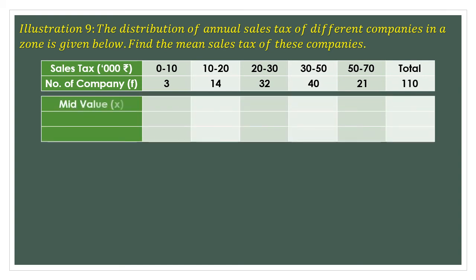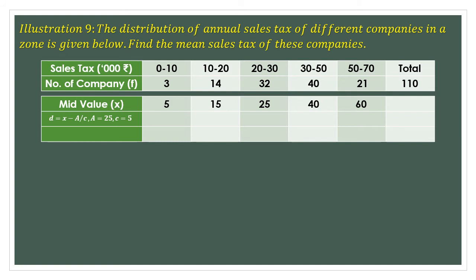Okay, now I will find the mid values here, and then I will take out the d. I will explain how I have taken the d in a bit. The mid values are 5, 15, 25, 40, 60. Now as you can see the classes are 0 to 10, 10 to 20, 20 to 30, and then they change from 30 to 50 and 50 to 70. That means the class lengths are not similar. The first 3 classes have class length 10, while the remaining 2 classes have class length 20.